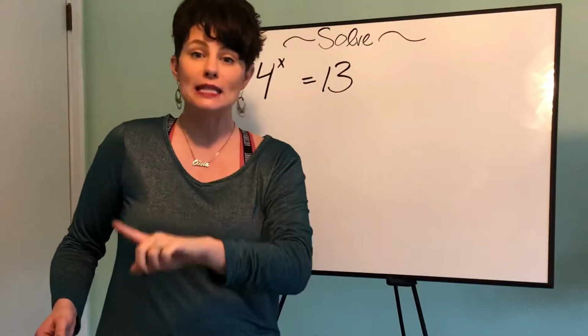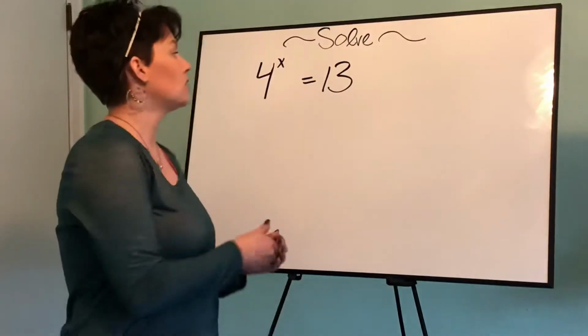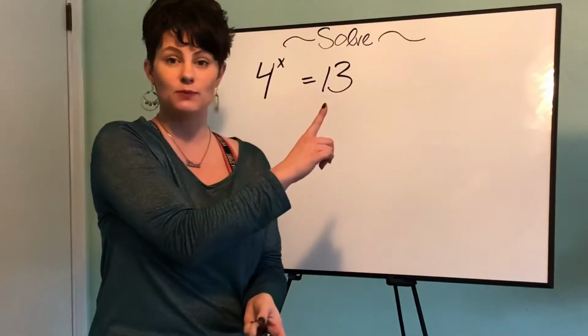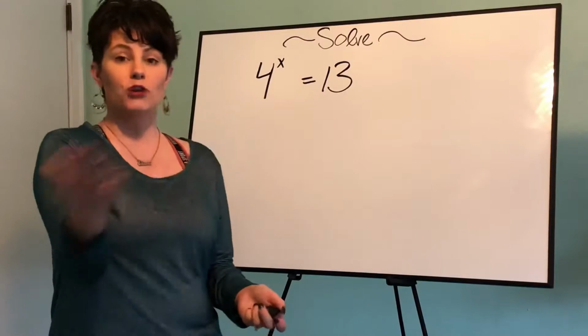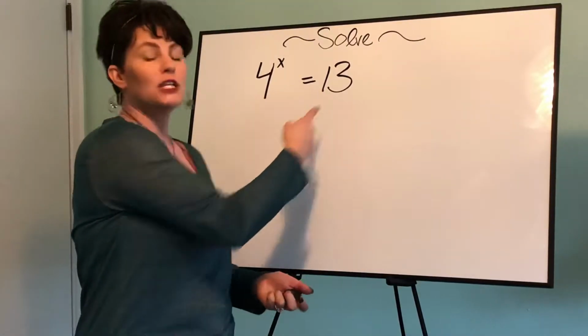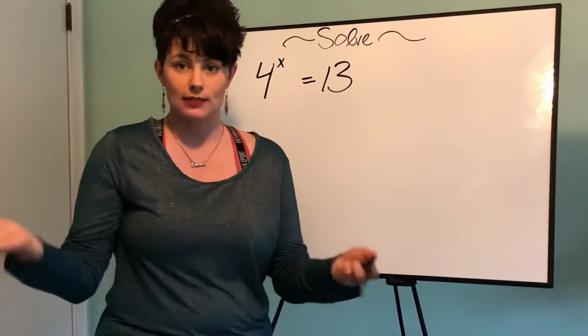The difference between this example and the last example is I cannot get a common base between 4 and 13. For example, 13 could not be rewritten as 4 squared. That's not true.